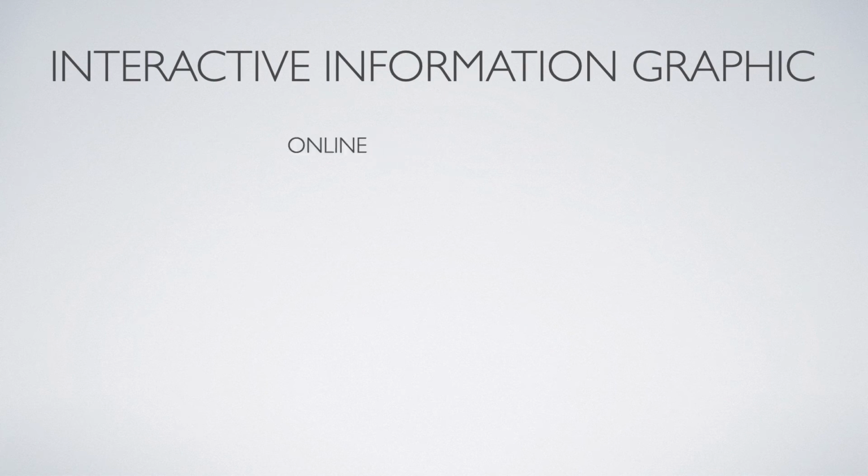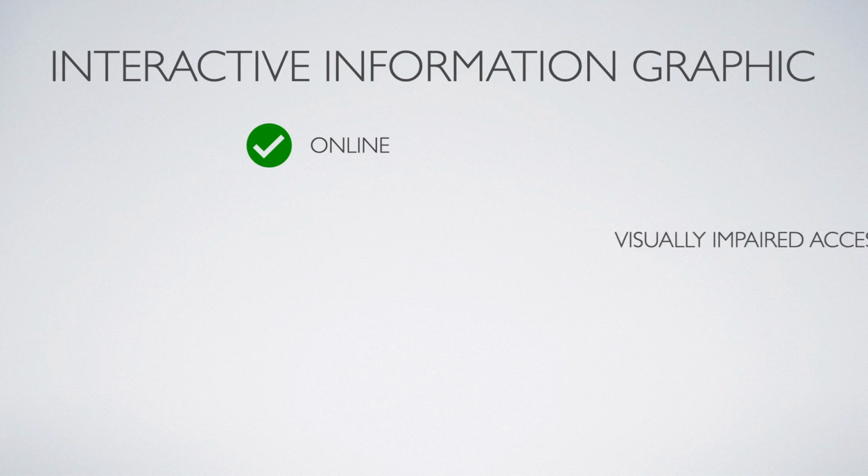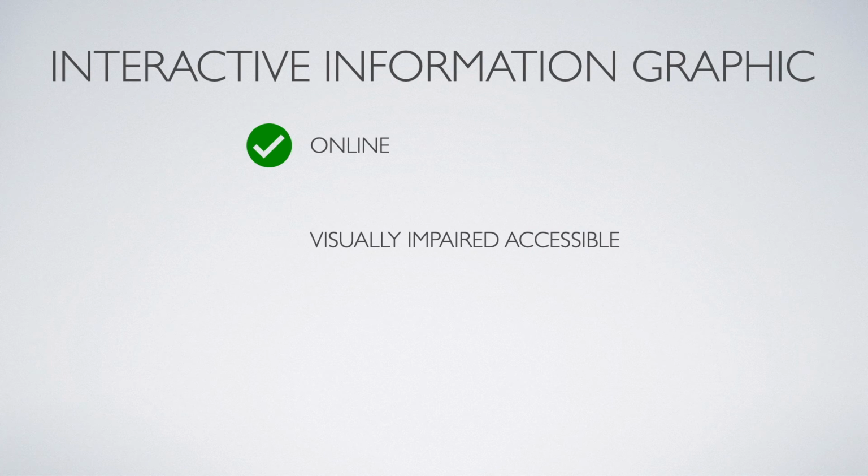This information graphic is available online, so users would need internet access and a device to access the internet. Those who are visually impaired would need to rely on a screen reader to understand the information in this information graphic. However, there are no accessibility options for the visually impaired. That is a significant drawback to this information graphic.